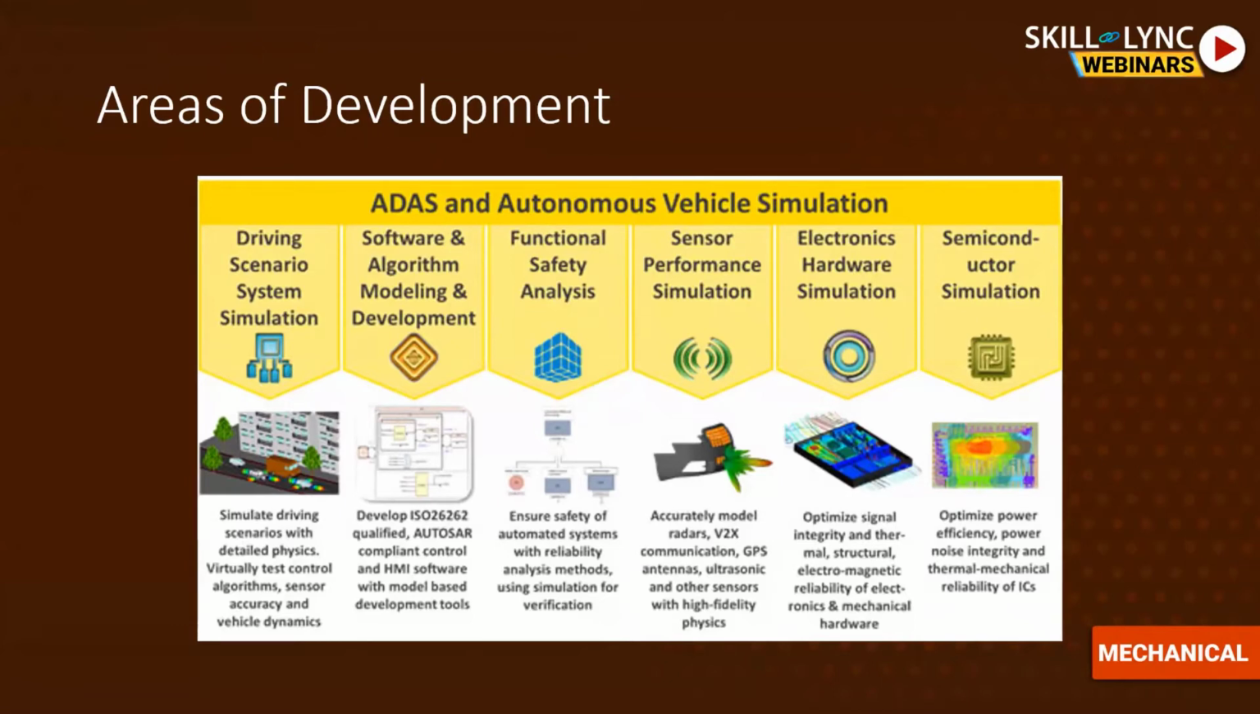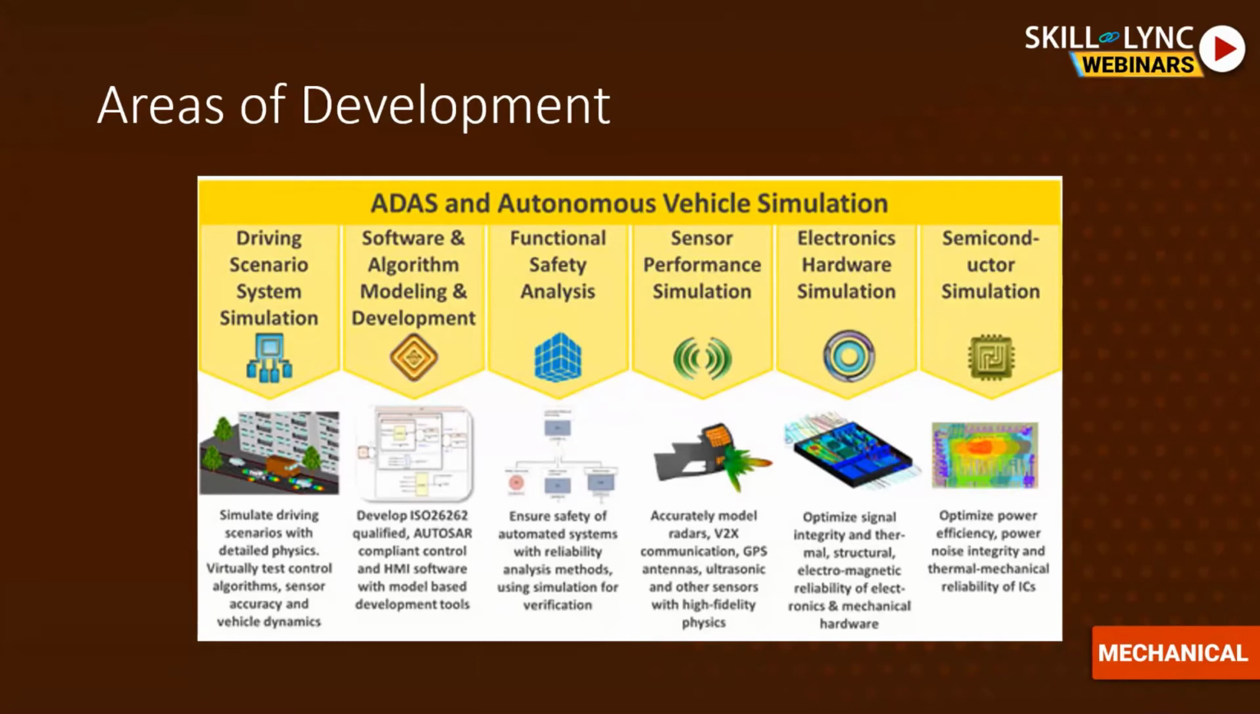The second is developing a software algorithm or modeling development, where you will be developing software for, let's say, object detection, localization or mapping. The third is functional safety analysis, which is a risk management sort of thing. For a given module, you'll be testing its extremities: whether it fails, and under what condition it fails. You can do this in simulation as well.